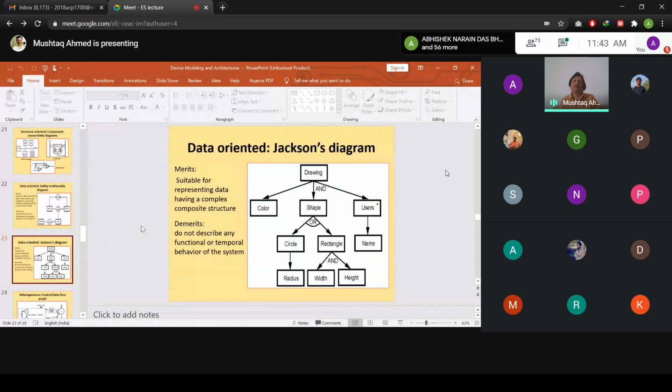This Jackson diagram is very important to depict the broad spectrums and the different types of sublayers of that system which are independent and can perform different types of operations. As you can see over here, a drawing is a whole domain, and in that domain I have colors, shapes and users.